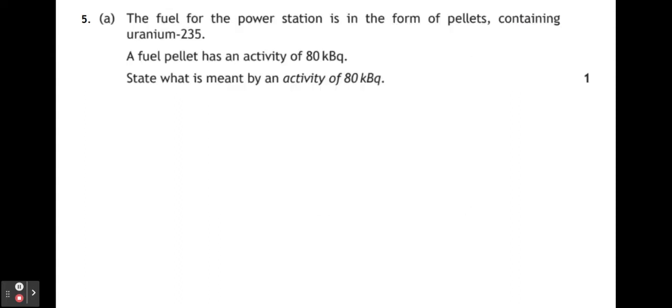Question number 5. Nuclear reactions are used to generate electrical energy in a nuclear power station. The fuel for the power station is in the form of pellets containing uranium-235. A fuel pellet has an activity of 80 kilobecquerels. State what is meant by an activity of 80 kilobecquerels.